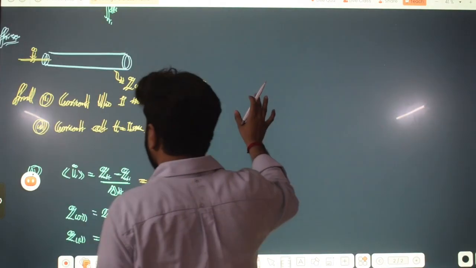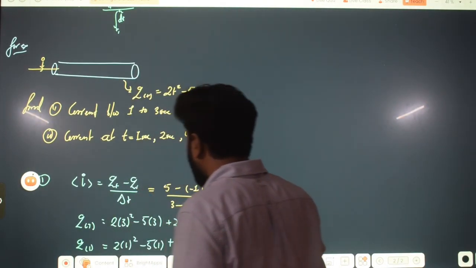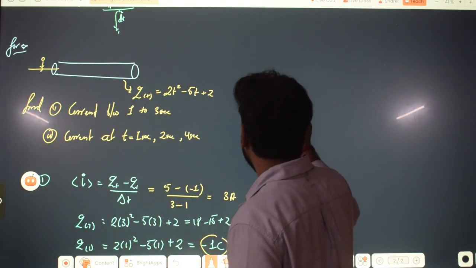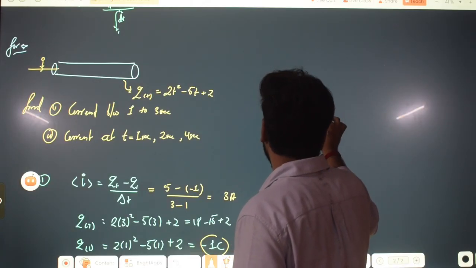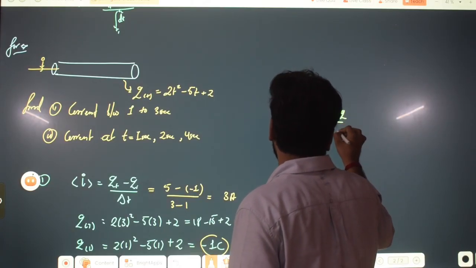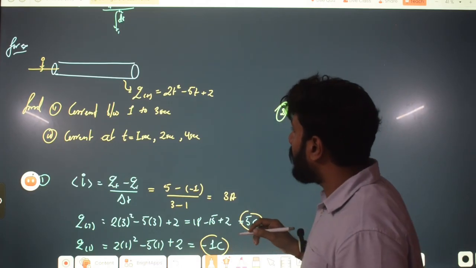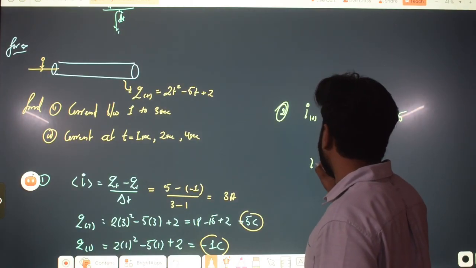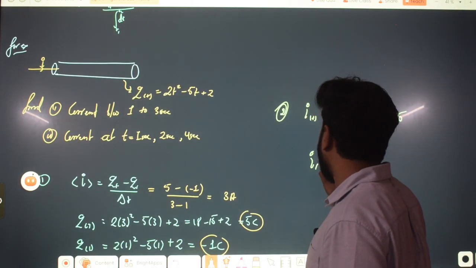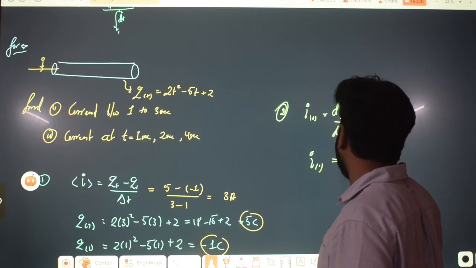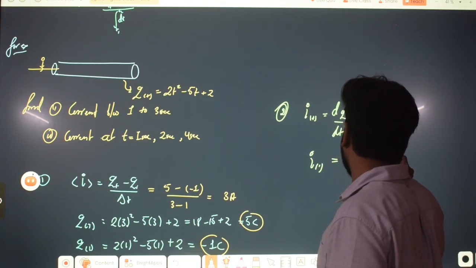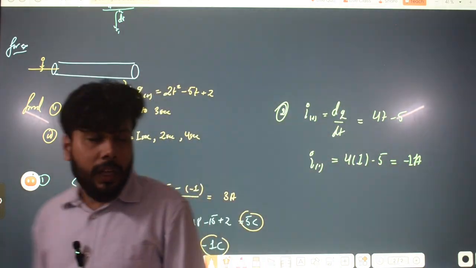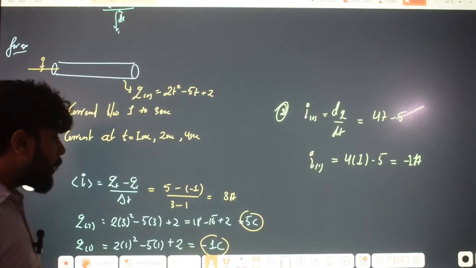And in the second part, you can see they are asking to find current at a given point, and that means they are asking to find instantaneous current. How do you find instantaneous current? You just differentiate. If you differentiate, you will get the equation of current. At whatever time you have to find current, you just put that value of time and you will get the answer, minus 1 ampere. Understood? We can take one more example.